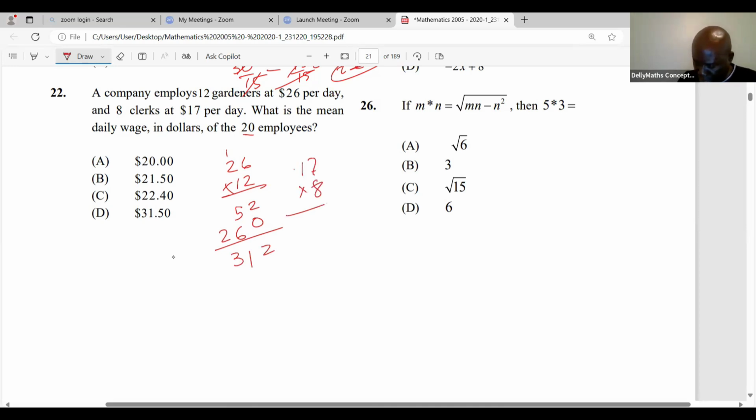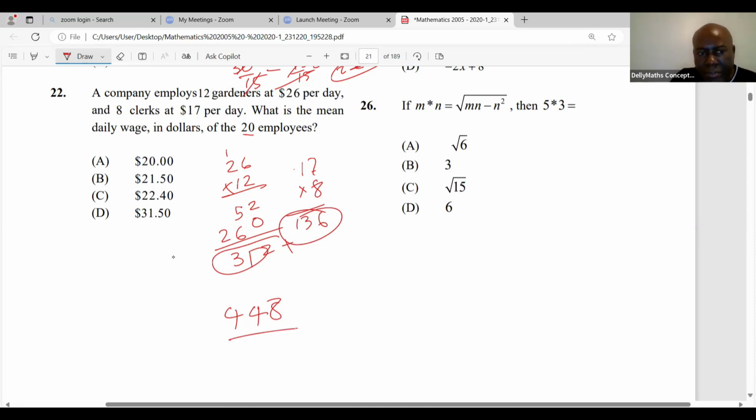So 17 times 8 to work out that. That's about 136. So when I add these two, I'm going to add the 136 to the 312. I'm going to get something like 448. So when I add these, I get 448. What I did was I'm finding the total money that was spent.